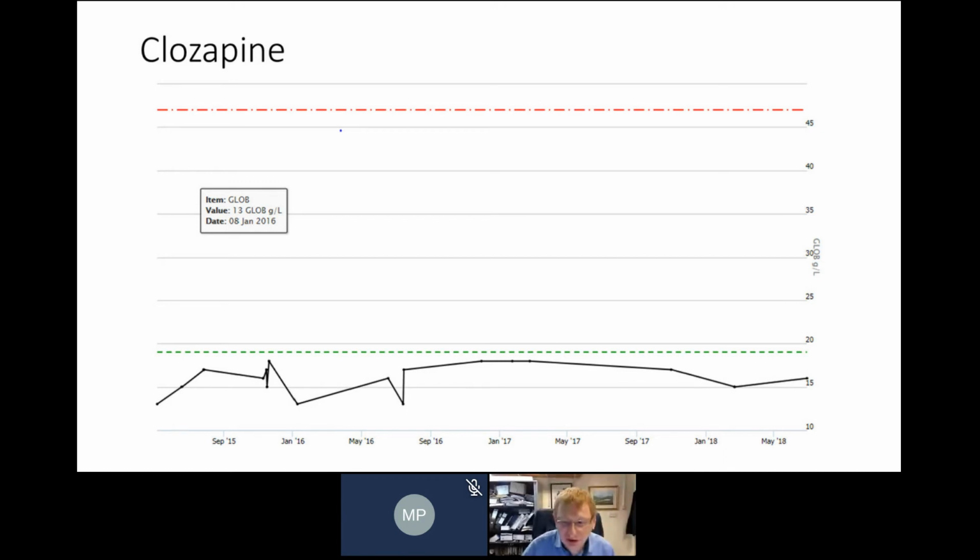And this is someone who was referred with clozapine with a low level, and you can immediately see that, in fact, they've had low antibody levels for a long, long time and need further assessment.